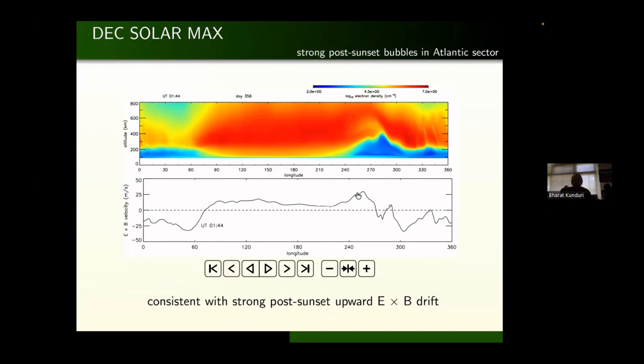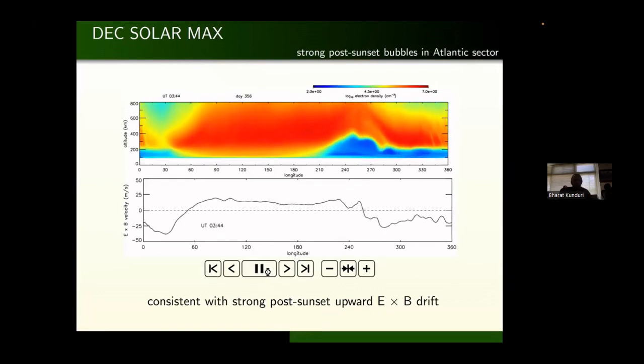But at sunset, you sometimes have the so-called pre-reversal enhancement, a larger drift than during the daytime. And this is one of the key features of the so-called equatorial spread F, or generation of equatorial plasma bubbles: this pre-reversal or post-sunset enhancement gets really large, and you trigger bubbles.